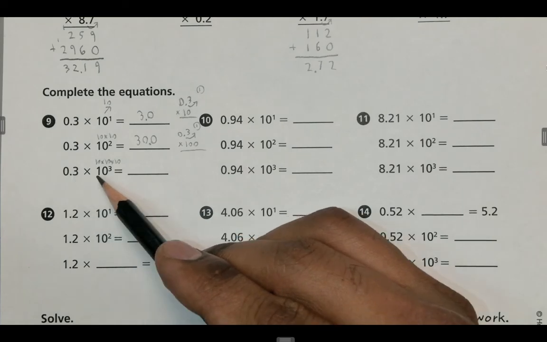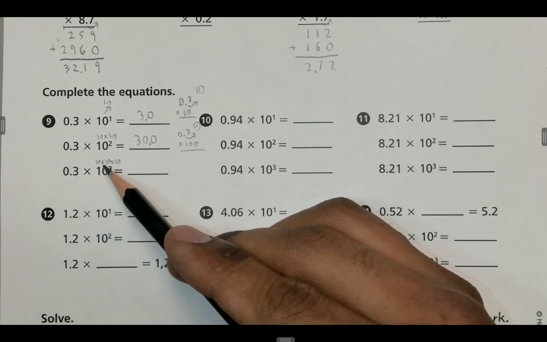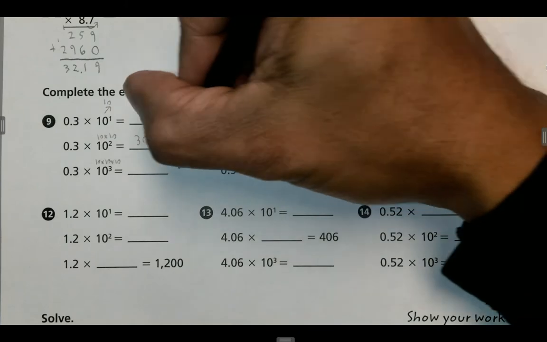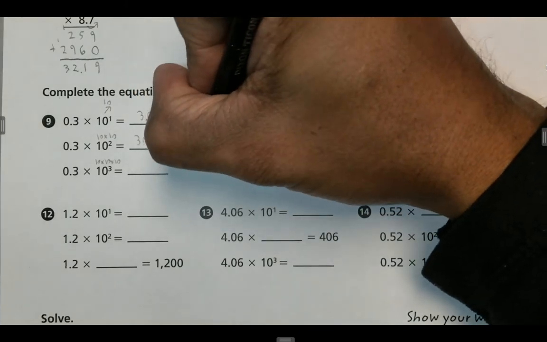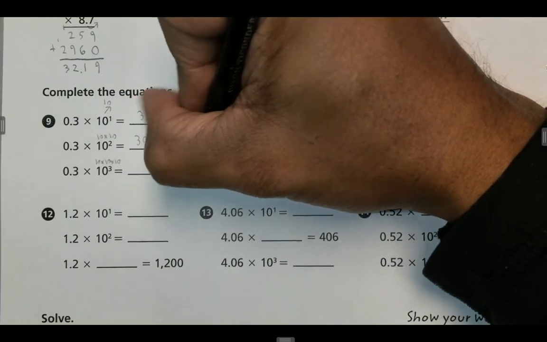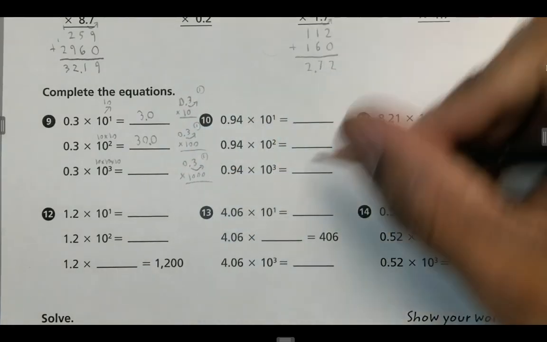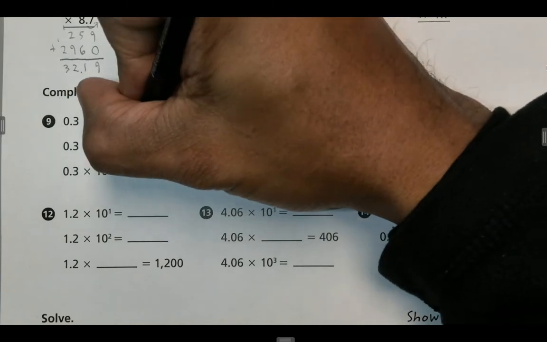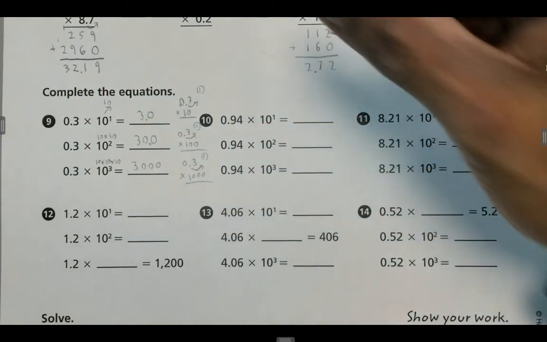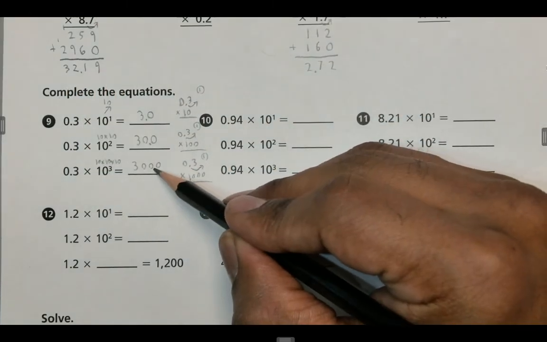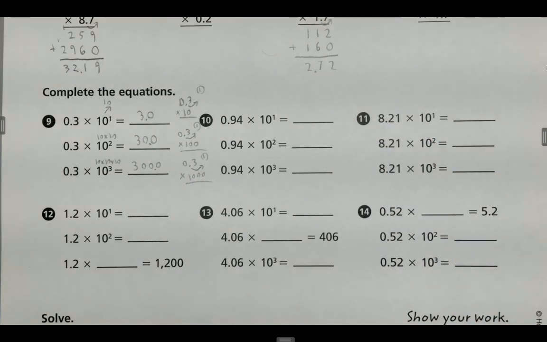Next up, 3/10 times 10 to the third power. 10 to the third power is 1,000. Side calculation. Clear my decimal point out. One push will do it. 3 multiplied by 1,000 is 3,000. And I got to come in one spot from the end. I get an answer of 300.